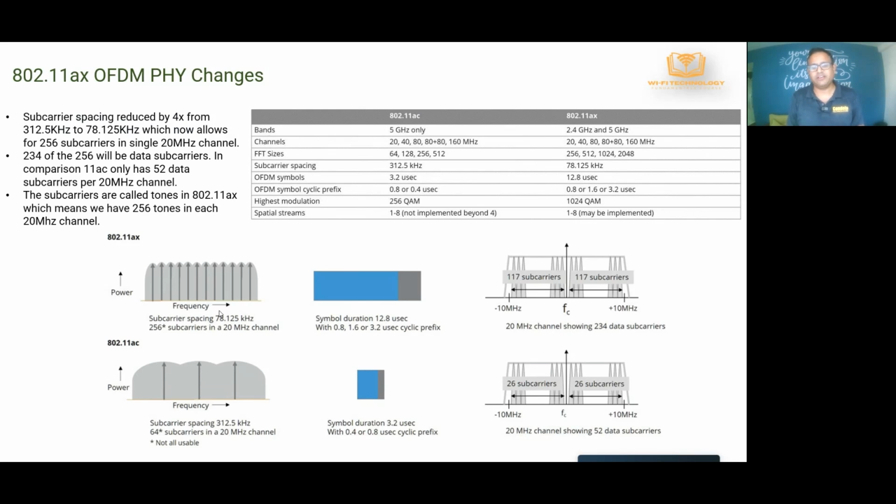And then the symbol duration has also been increased from 3.2 microseconds. Symbol duration is how long the signal or the symbol is being transmitted. That also has changed from 11AC to 11AX. So these are some of the changes, and that allows you to do up to 256 subcarriers in a 20 megahertz band in the case of 11AX.